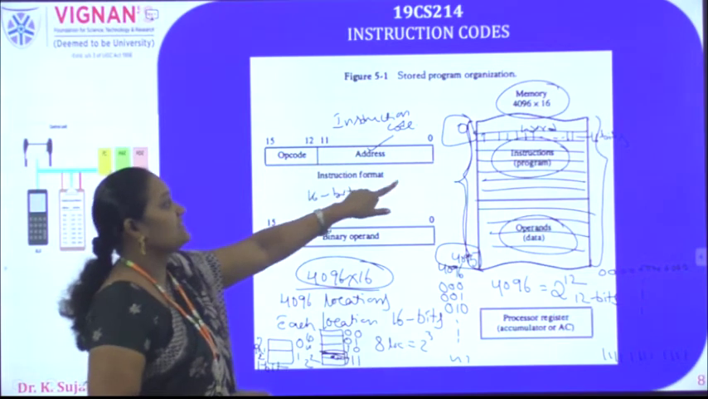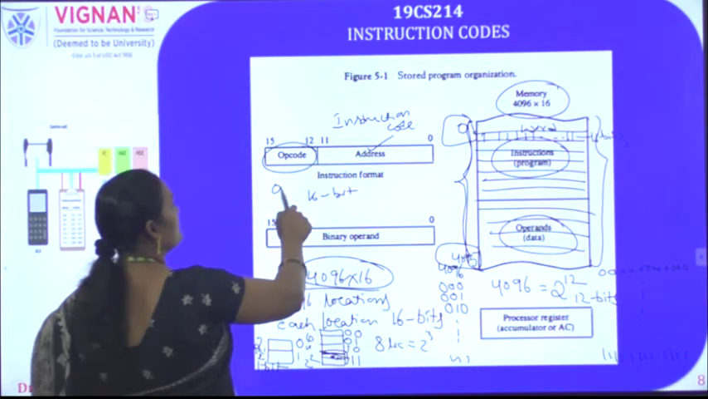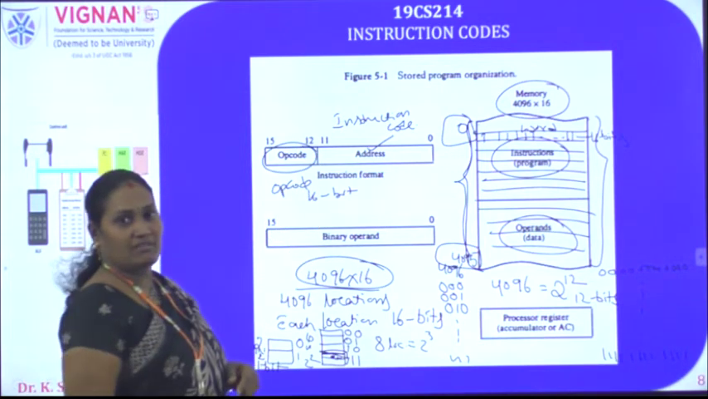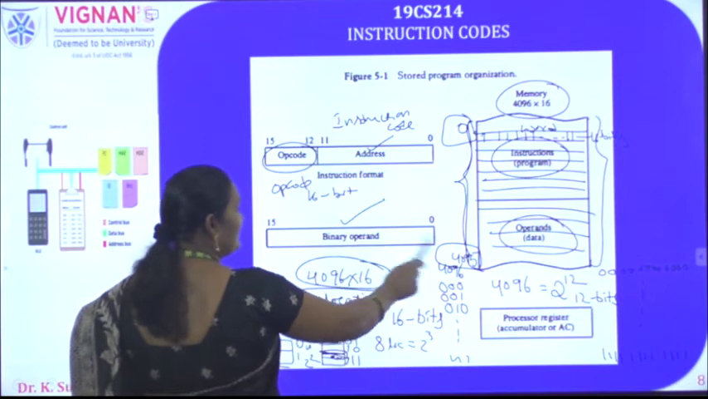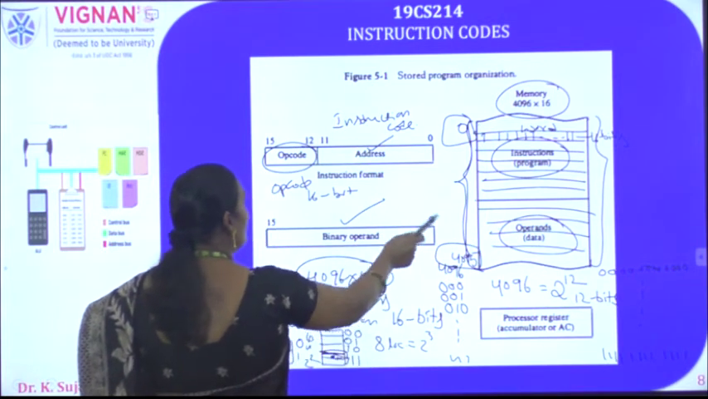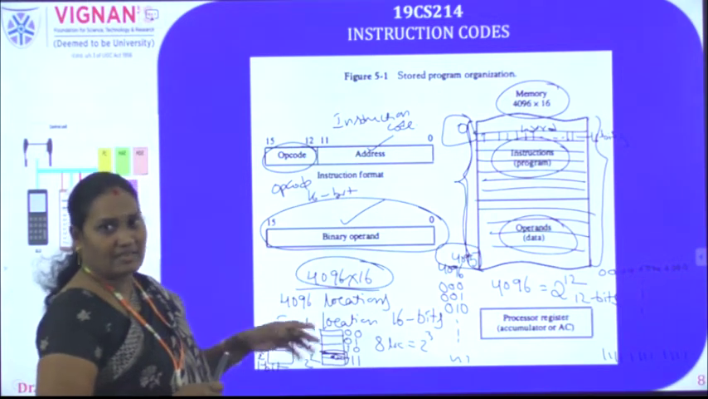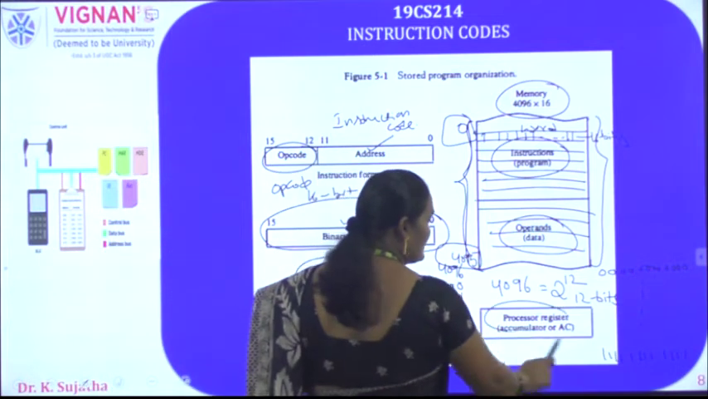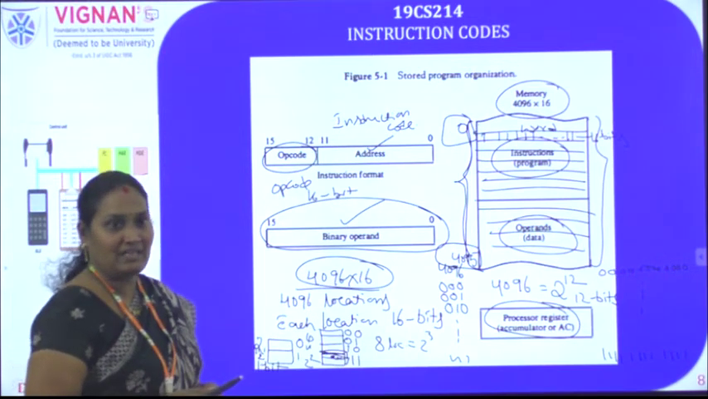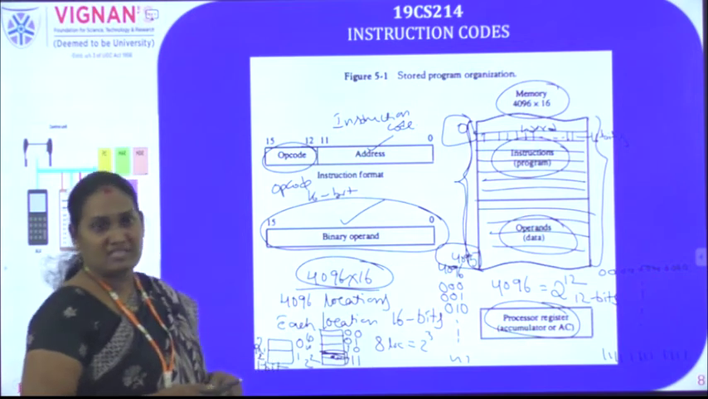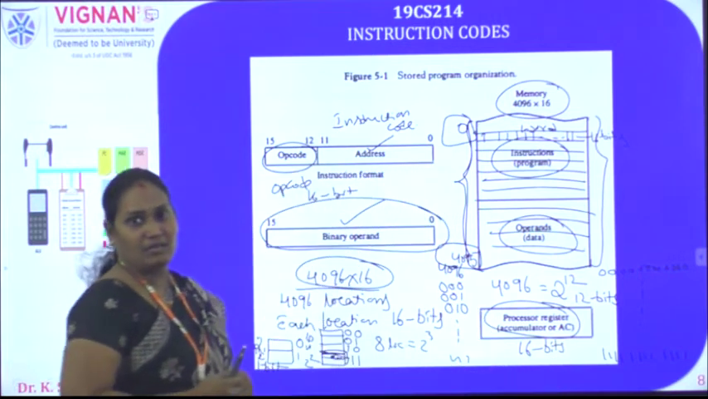In that 16 bits, the first 12 bits are used for the representation of the address, and the remaining 4 bits are used for the representation of the operation. Now, operands: if you want to store operands in a memory location, an operand may be 16 bits, since each location can hold 16 bits of data. In the same way, the processor register, which is nothing but the accumulator, represented with AC, is also 16 bits. We can hold 16 bits of data in that processor register.